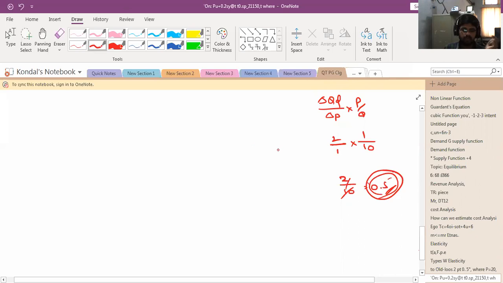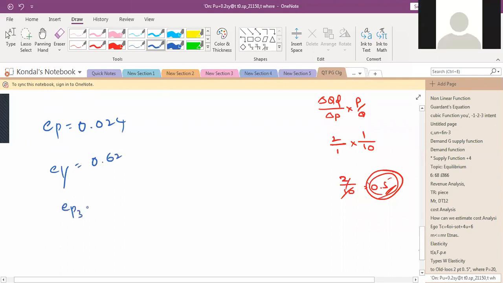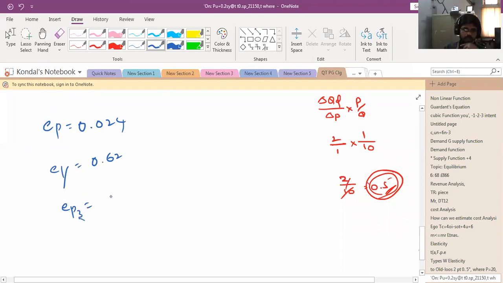Okay. So here we got the value, that is the elasticity of price. Elasticity of price, how much did we get? 0.024. Elasticity of income we got 0.62. Elasticity of PZ is equal to 0.03, right? So when you get the elasticity of price equal to 0.024, what does it mean?